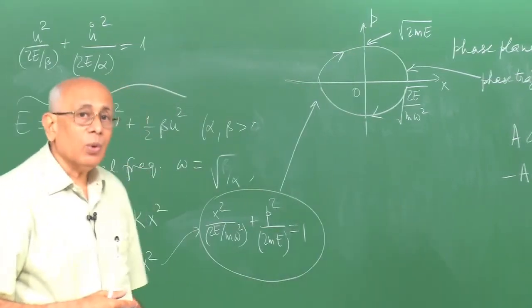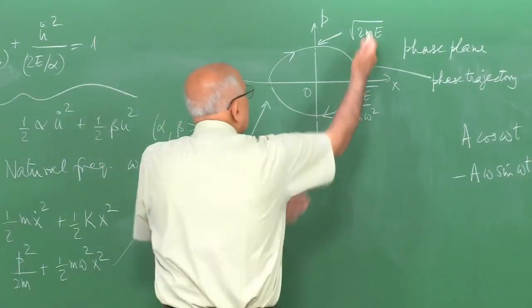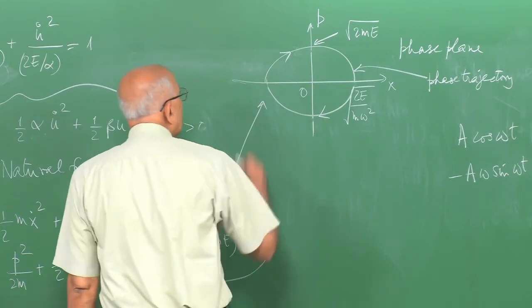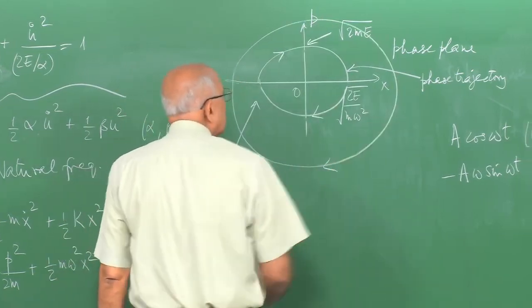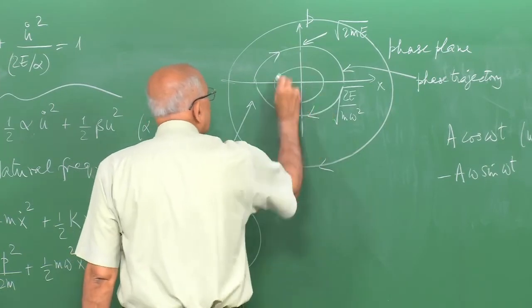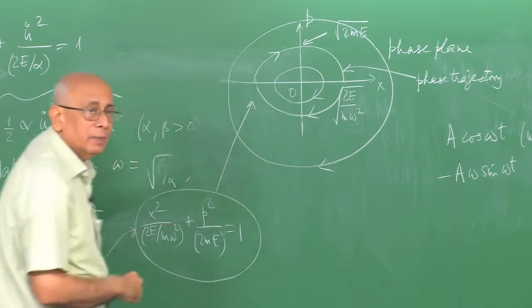What happens if the total energy changes? Then you get another ellipse. As you can see, the semi-major and semi-minor axes depend on root E, so you have another ellipse of this kind for a larger value of E. You have another ellipse for a smaller value of E, and they all must be traversed in the same direction.